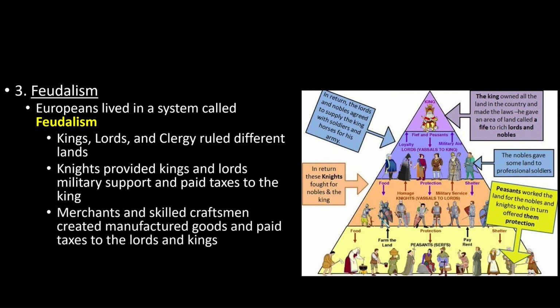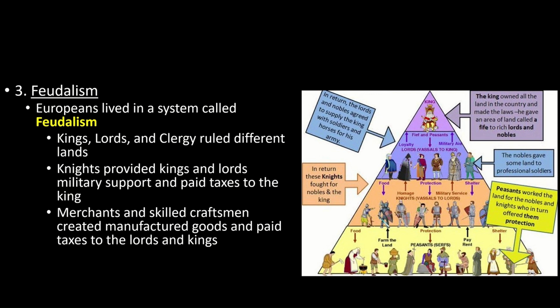All right. Now, underneath the knights were another level, kind of a middle class. They were merchants and skilled craftsmen, and their job was to make manufactured goods, right? So you might have a cobbler, a shoemaker, you might have a tailor, a clothing maker, or a blacksmith, and their job was to make manufactured goods that people bought.